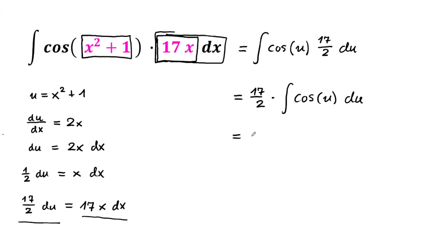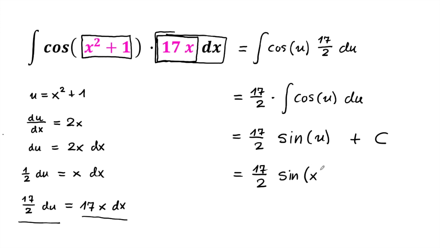So it's 17 over 2, and the integral of this function is the function sine of u plus some constant c. And finally, this is going to be equal to 17 over 2 times sine of, I'm going to replace this u by the inner function x squared plus 1, and we add this constant of integration c.